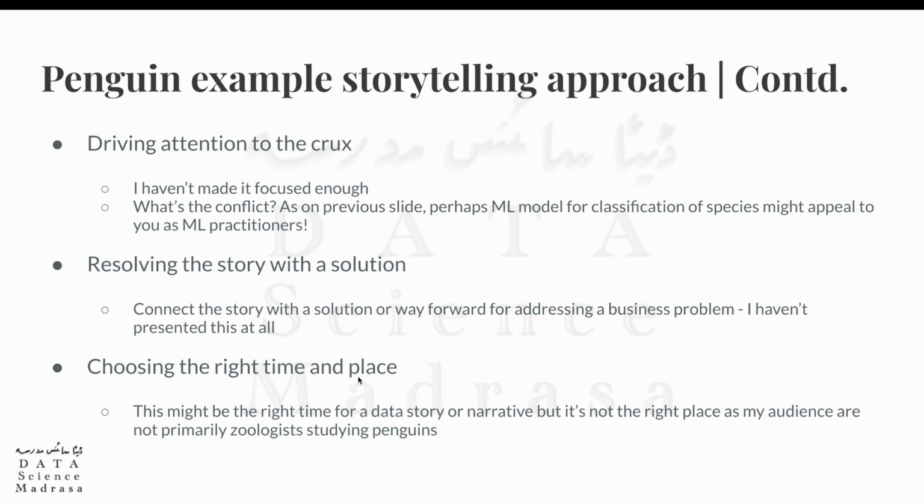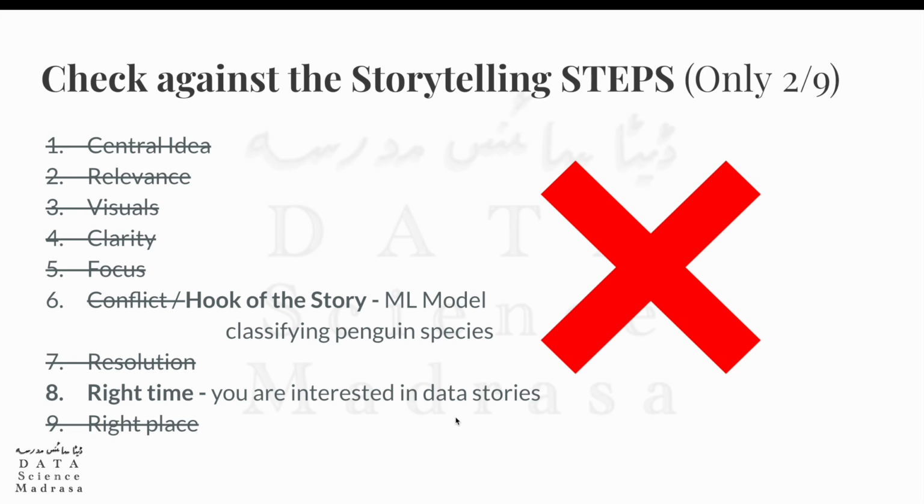And finally, choosing the right time and the right place. This is the right time for a data story or narrative, because I'm really trying to teach this in the course, and you are interested in learning it, but it's not the right place because my audience are not primarily zoologists in this case who are studying Antarctic penguins. So let's look at the checklist. We only have 2 out of 9 that we're checking, and the rest are all crossed out. So maybe the hook, which is a weak hook, is that we build an ML model for classifying penguin species, and you're interested in data stories, data visualization, data science, and becoming a data science practitioner. So those are the only 2 points that are partially in the checklist out of the 9 steps.